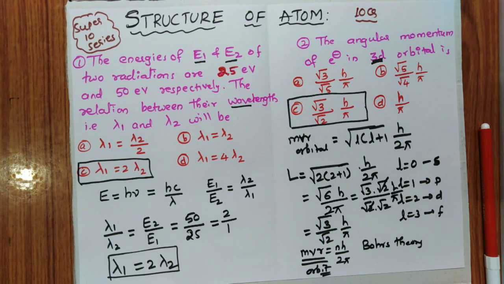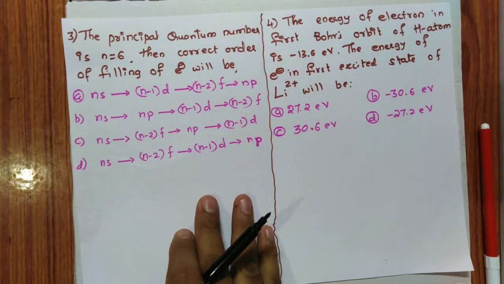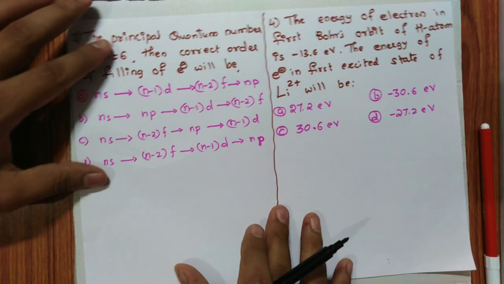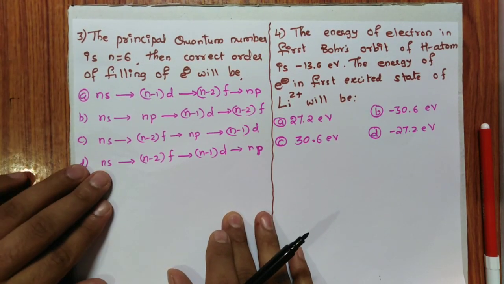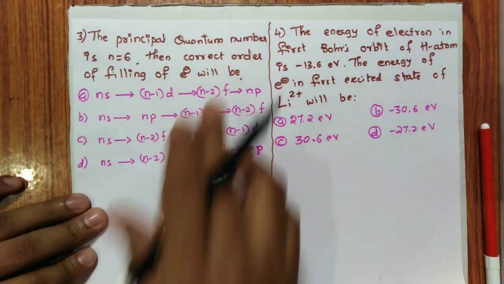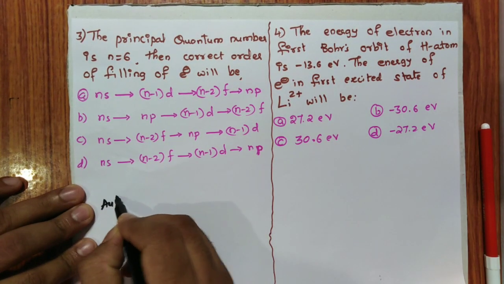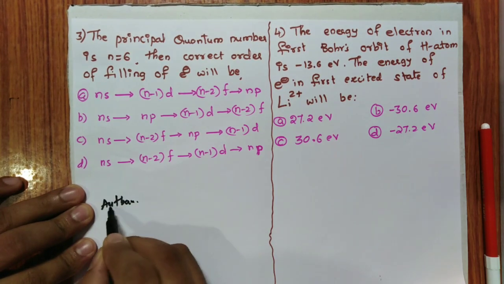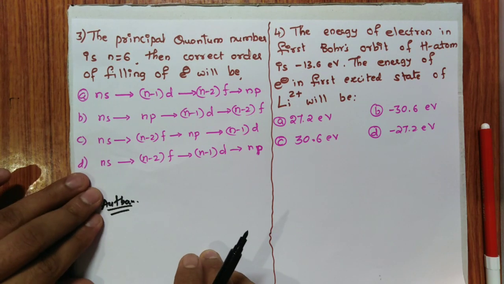Yes. Now we will discuss about third question. Third and fourth question. So we will see. Yes. Now in case of the question number 3. The principal quantum number n is equal to 6. The correct order of filling of electrons will be. Remember, this is according to which principle? Aufbau principle. Remember, Aufbau principle. According to Aufbau principle, what should be filled?